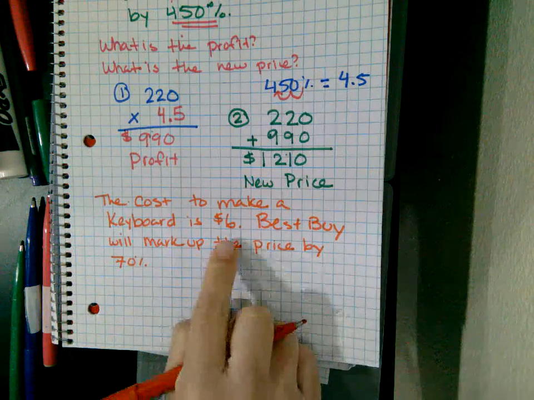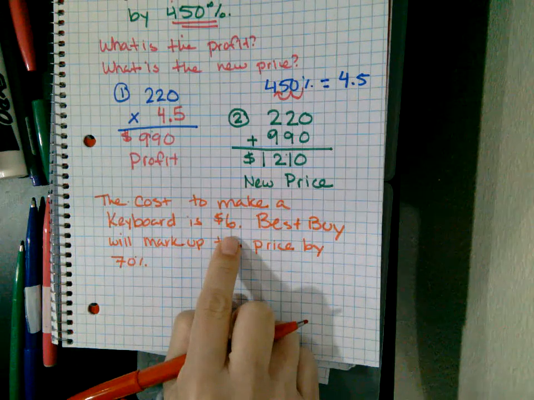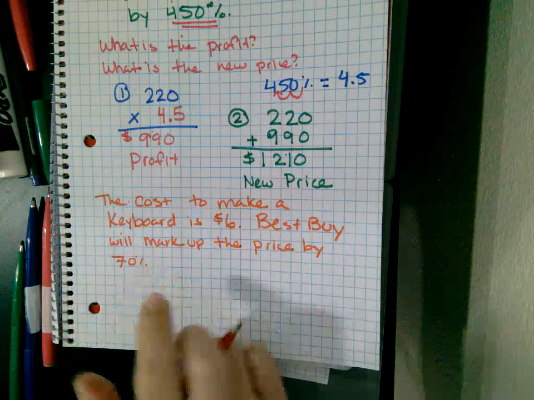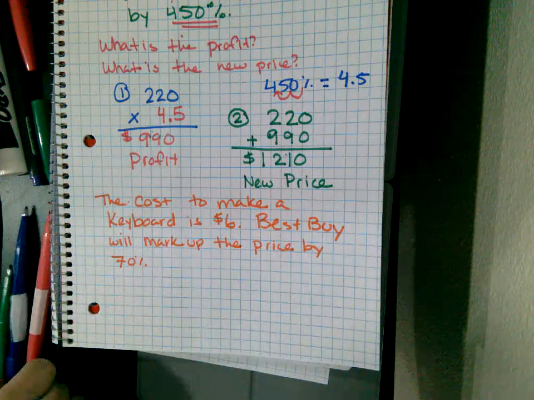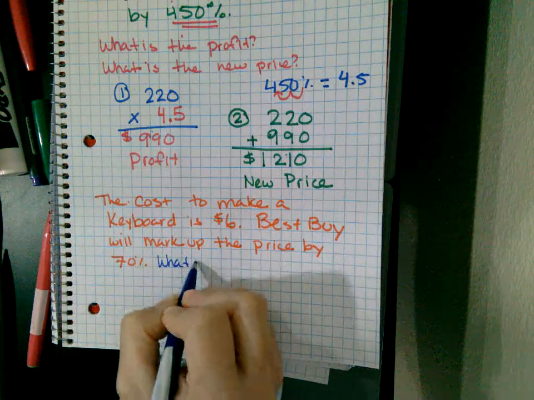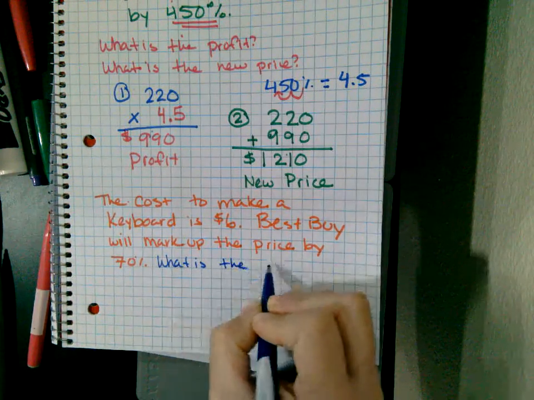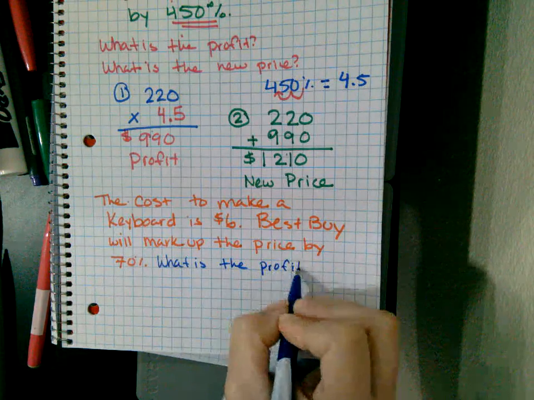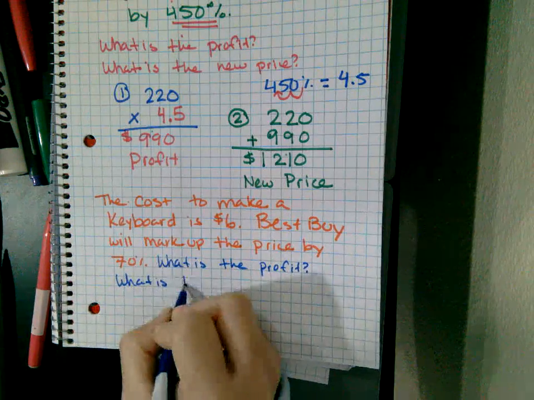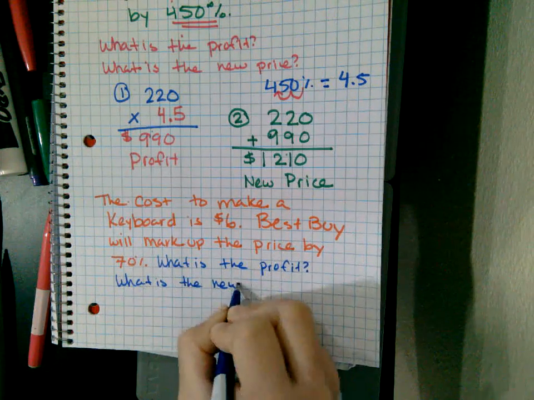So they're not going to sell it to you for $6. Oh, no. They got to make a profit. So they're going to increase the price by 70%. The two questions that are asked: what is the profit? What is the new price?